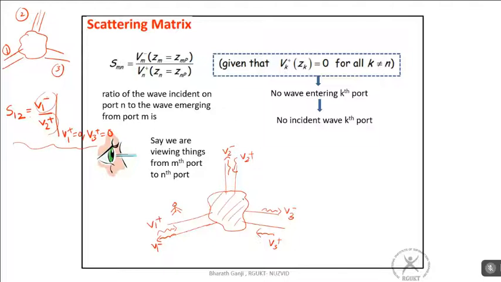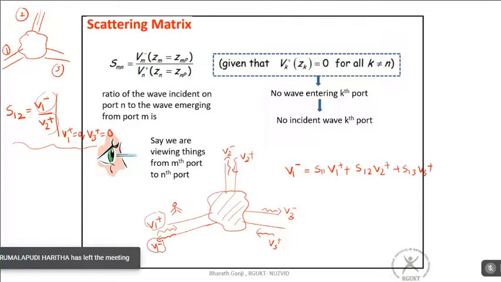అయితే నేను ఏమంటానంటే, see what I will say is that V1 minus is equal to some S11 times of V1 plus S12 times of V2 plus plus S13 times of V3 plus. అంటే నేను కొంత వేవ్ని ఫర్ ఎగ్జాంపుల్ ఫస్ట్ పోర్ట్ నుంచి కొంత వేవ్ని పంపించాను అనుకున్నాను, నాకు కొంత రిఫ్లెక్టెడ్ వేవ్ వస్తుంది, నిజమే.